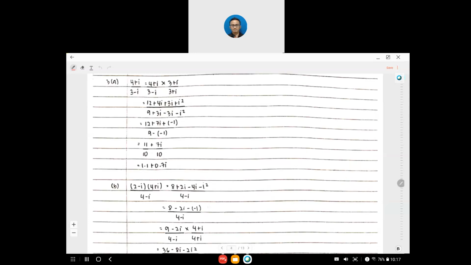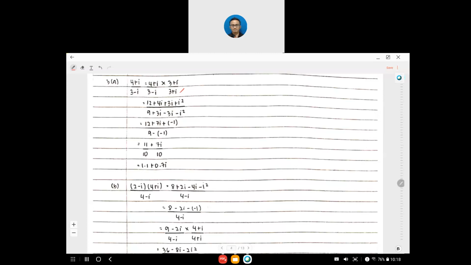Okay, question number 3. Write the following expression in the form of x plus iy. So you have 4 plus i divided by 3 minus i. So also same thing, this one times by the conjugate, which is 3 plus i. Okay, you change the sign of the imaginary part. Since the first one is negative i, so the second one becomes positive i.